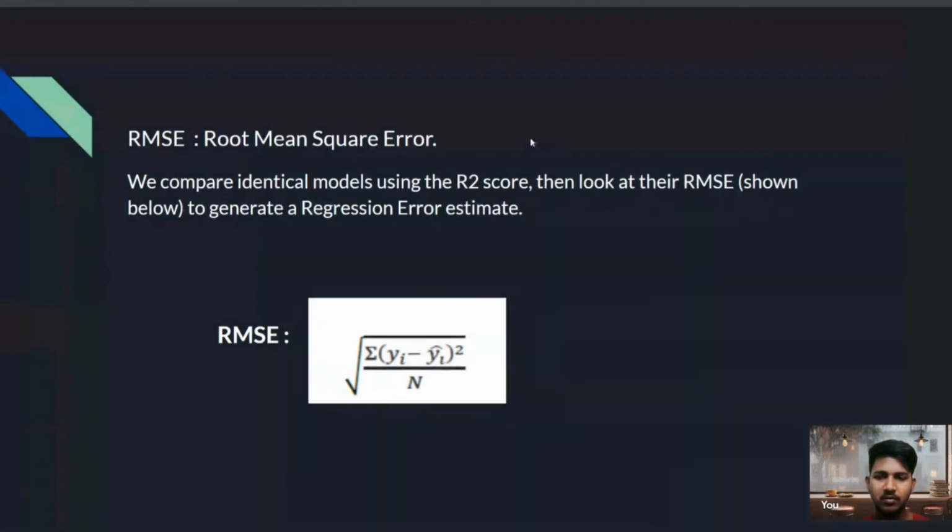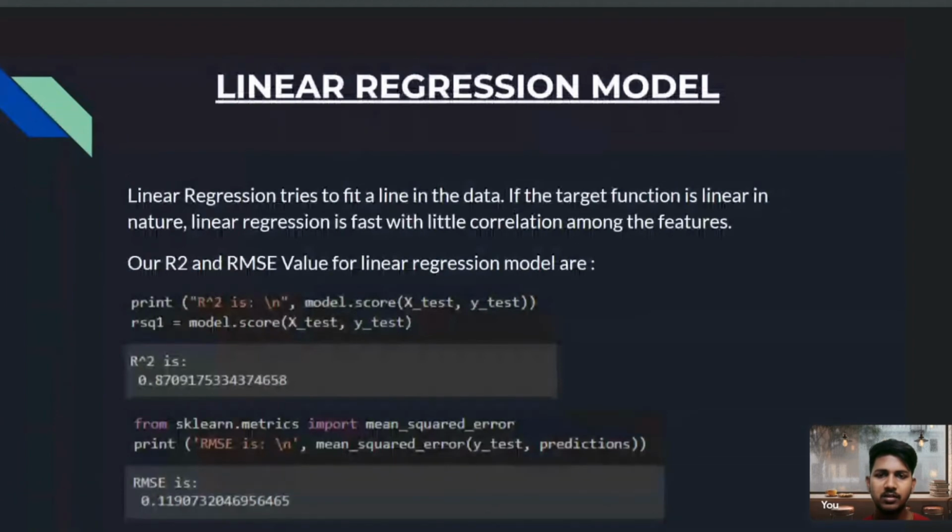Thank you, Shivam. For our project, we use a linear regression model to fit a line to the data. If the target function is linear in nature, linear regression is fast, with little correlation among the features.